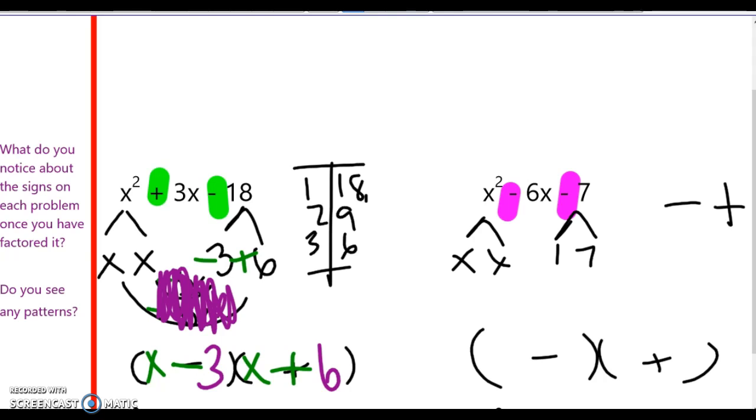The only option for 7 is 1 and 7. Now you might be saying, hey, it's negative 7. Right. So if it multiplies to give me negative 7, one has to be negative and one has to be positive. And I want the negatives to win. So who's going to get the negative? The 7. And the 1's going to get the positive. There you go. So what is the pattern?